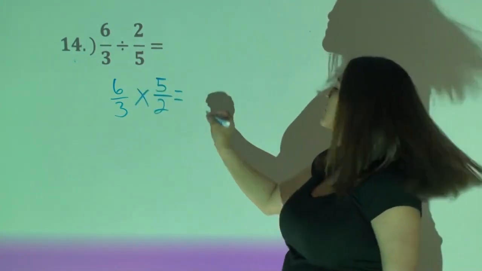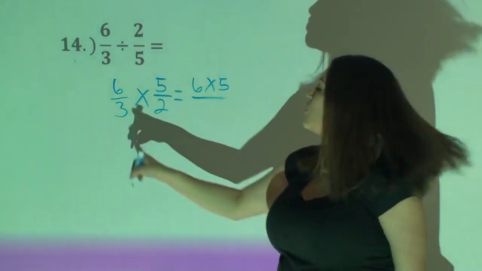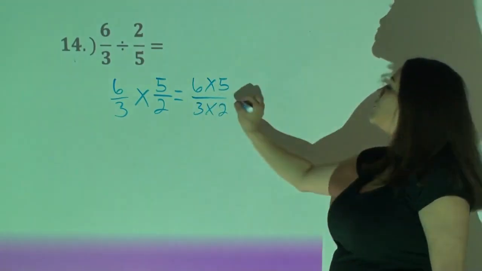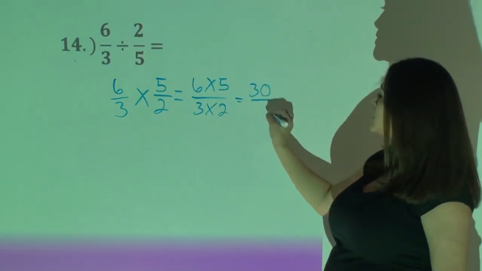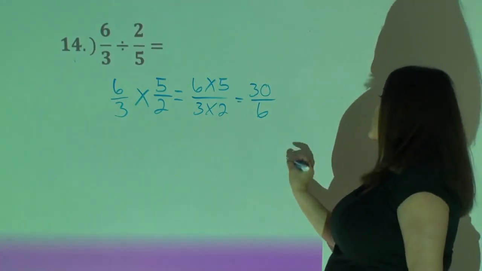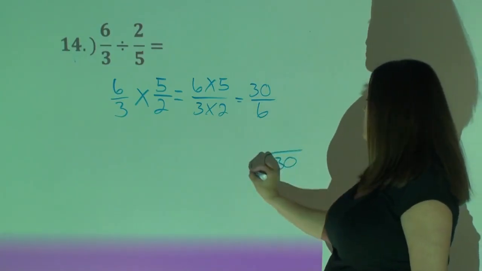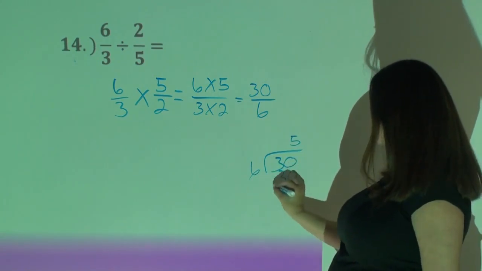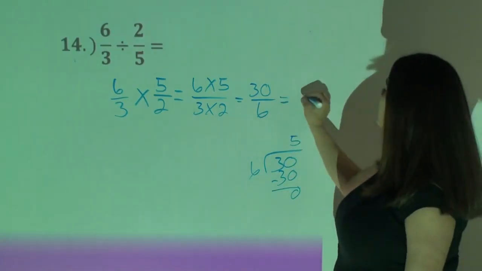That's going to equal 6 times 5 over 3 times 2, which equals 6 times 5 is 30, divided by 6. Here we have an improper fraction, and we can do our long division, but this one should be a simple division for you. 6 goes into 30 5 times, right? We have no remainder. If you want to do this all out, you can. But anyways, our final answer is just 5.